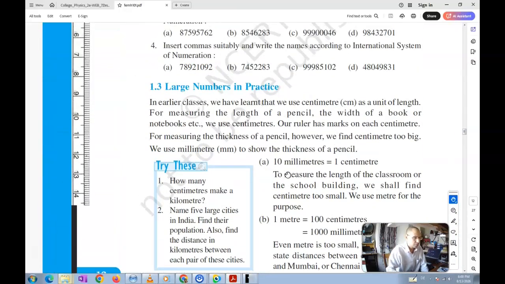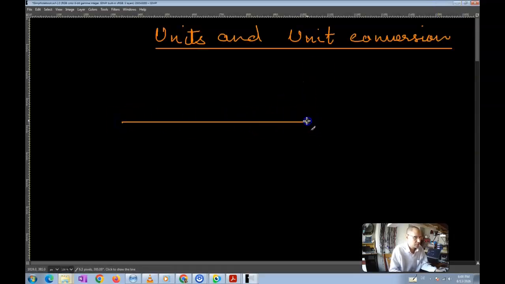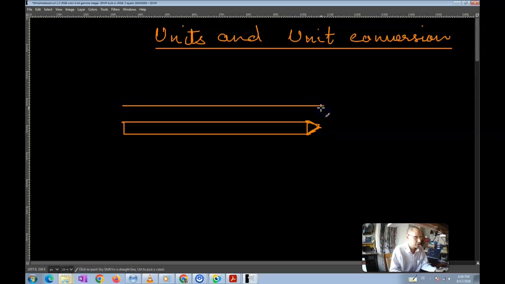basically large numbers in practice, and then over here we had how to measure, for example, the length of a pencil, or the width of a book or notebooks. So essentially we are talking about measuring things, right? So you have a pencil, which is something like this. Let's say this is a pencil, and the length of the pencil is the distance from here all the way up to here. That's the length of the pencil.